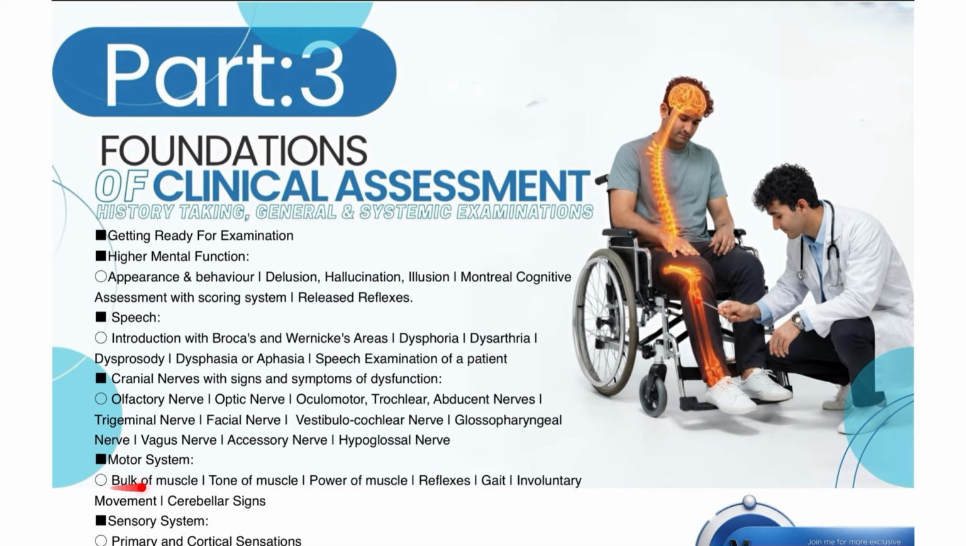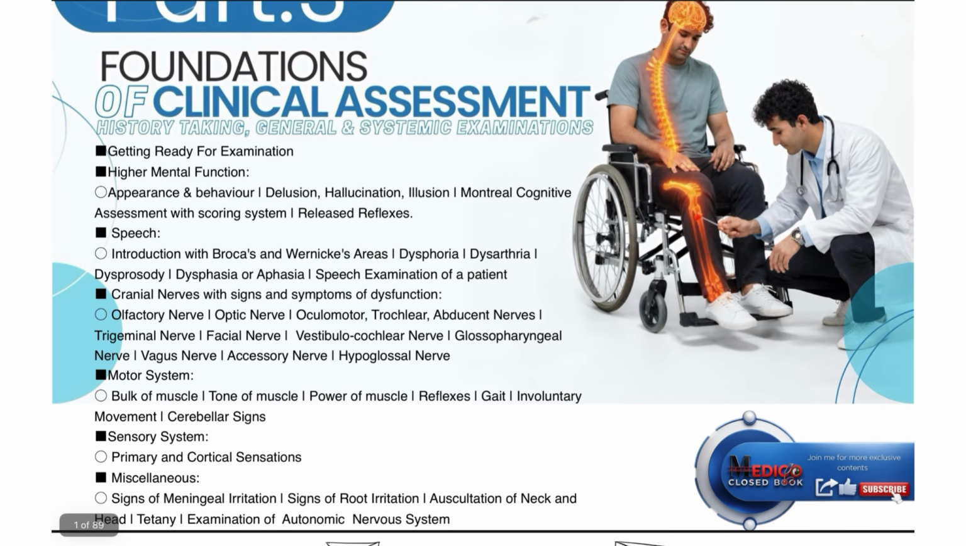When we are done with the cranial nerves examination, then we proceed to motor system examination, in which we measure bulk of muscle, tone of muscle, power of muscle, superficial and deep reflexes, and then we look at the gait of the patient and some involuntary movements, and then we look at the cerebellar dysfunction, which appear as cerebellar signs.